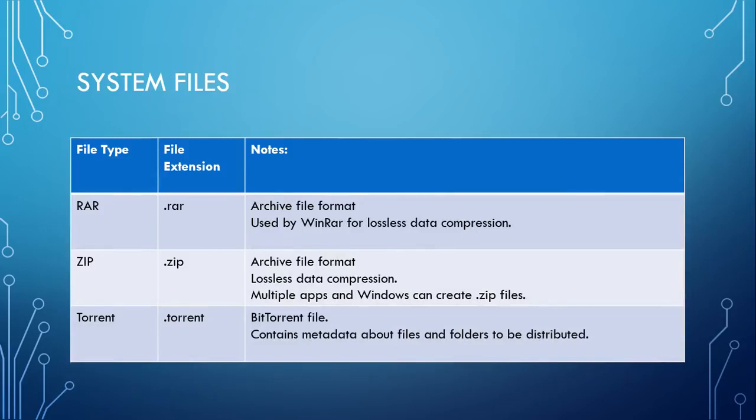Starting off with RAR and zip. RAR and zip are both archive file formats. Now, RAR is used by WinRAR for lossless data compression. Same thing with zip, lossless data compression. However, zip is typically used a lot more because multiple apps can create it and open it, or extract it rather, and so can Windows itself. Windows has built-in support for creating archives and also for extracting them. So you will see zip used quite a bit. Every once in a while, you also see RAR as a compression.